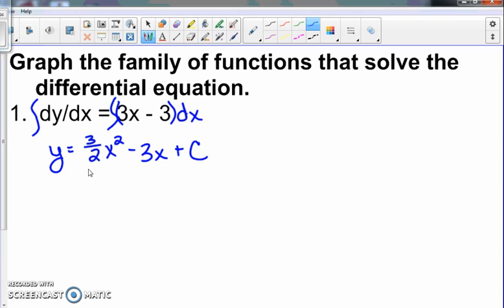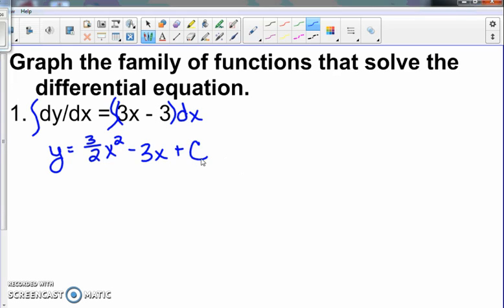So that means that all functions that have 3 halves x squared minus 3x and then any sort of constant stuck on the end of them, their derivative is 3x minus 3. The directions here are to graph the whole family of functions that would solve this differential equation. So I could put any constant I want right here, and that function would be a member of this family of functions.